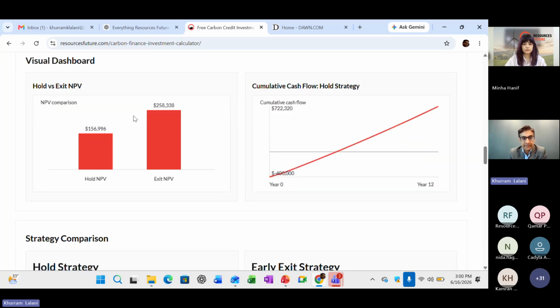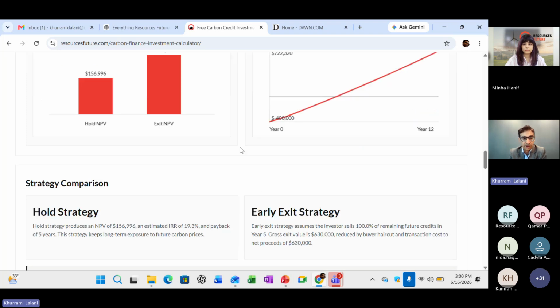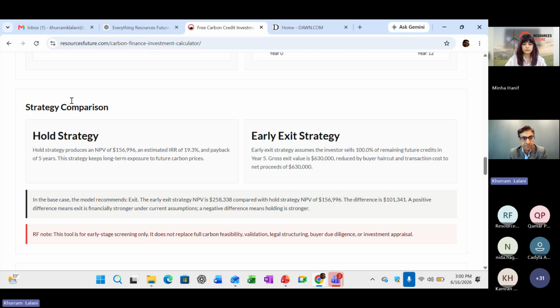So hold NPV is this, exit NPV is $258,000. Overall, the cumulative cash flows are this when it comes to the hold strategy. It gives you a comparison of the hold strategy as well as the early exit strategy. Very useful if you are at a pre-feasibility stage or at an early investment stage. You want to communicate that you have a thought out plan, and this essentially gives you a thought out plan.